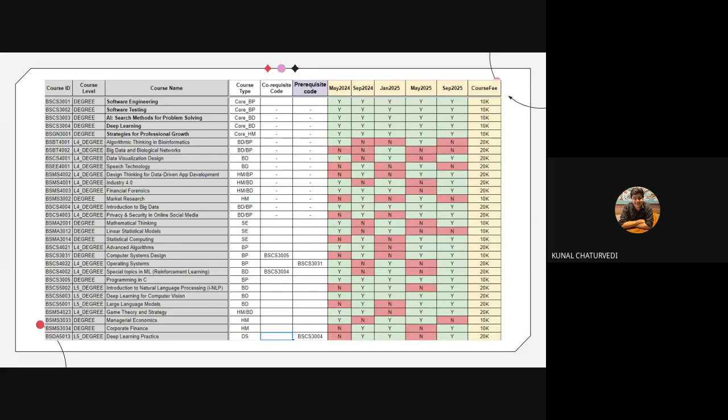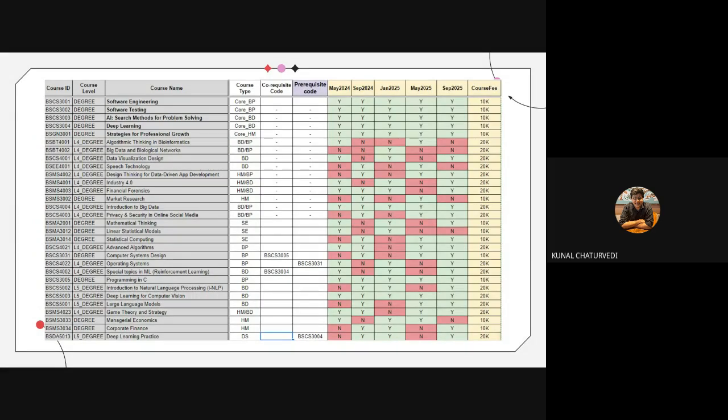So I'll take a very small case, and we can discuss any specific case later. Let's assume I am taking three courses in one term at the degree level. The way I would do courses at the BSc level would be, say, in the first term I can take software engineering, AI, and strategies for professional growth. But I cannot take any other course from this whole list in the first term, because I have not completed the mandatory courses.